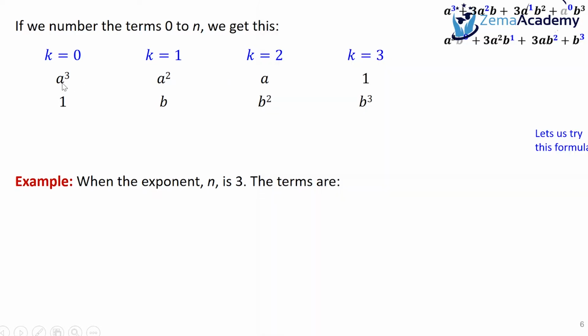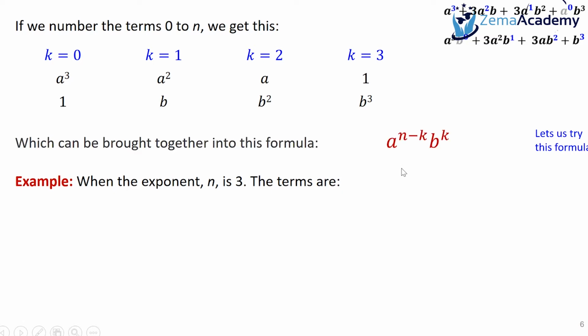The first term is a cube. So I have written it over here. You can check it from here. The second term is a square. The third term is a. And then the last term is 1. Next, you have got 1, b, b square, b cube. So if you look at it, we can bring them together as a formula: a to the power n minus k, b to the power k.